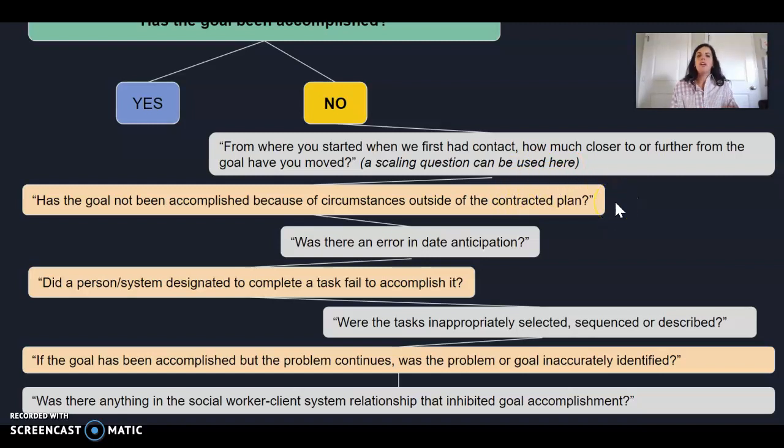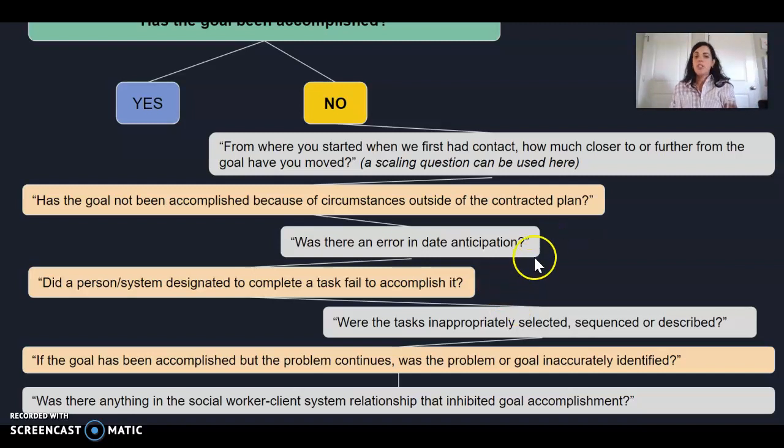Another question is whether something happened because of circumstances outside of that contracted plan. So maybe using the COVID example as well, an individual's goal was to engage in more social activities. And then COVID hit and all of the social activities stopped because we were isolating and social distancing. Well, that was something outside of an individual's control that impacted the accomplishment of the goal.